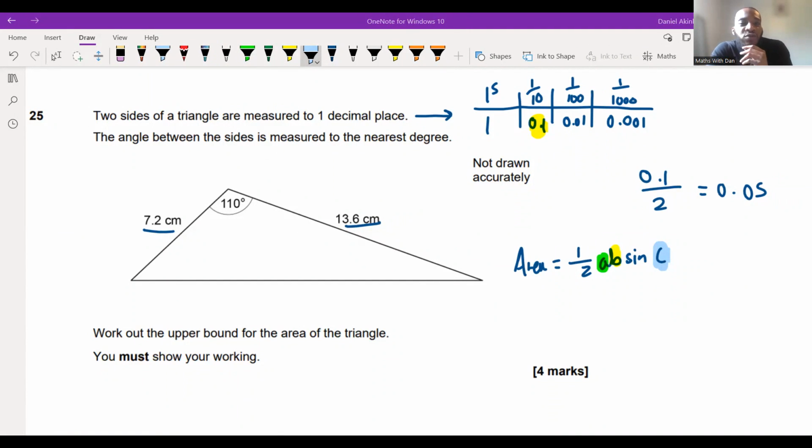Do you find the upper bounds of all the values? What I always do is I find the upper bounds and the lower bounds for both, and then just gauge which ones I need. We're going to go through it very shortly.